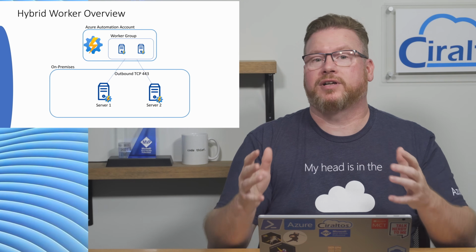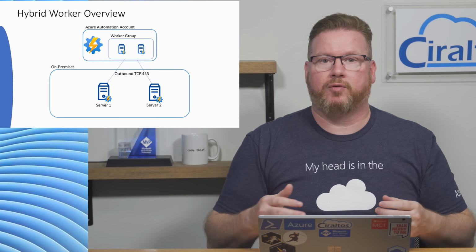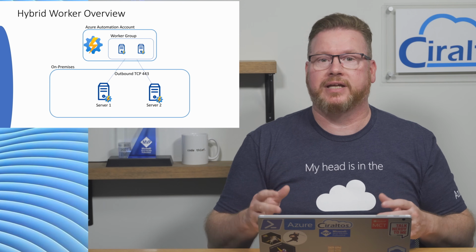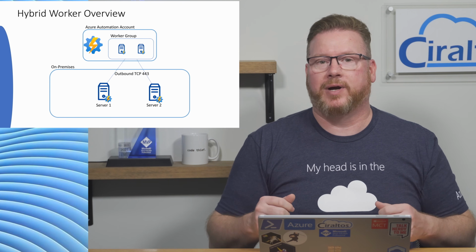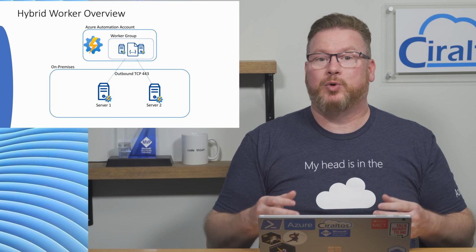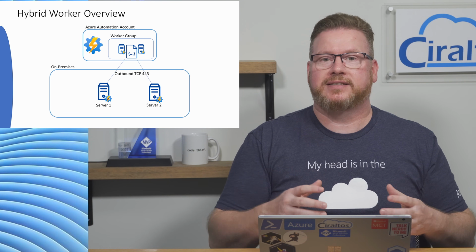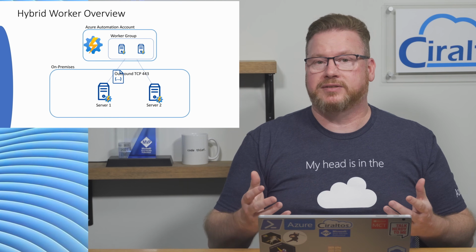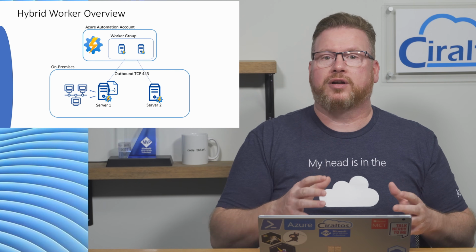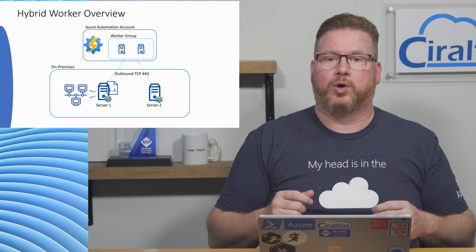The hybrid worker connects to Azure Automation over TCP port 443. No inbound ports are required. When we create the runbook job, we target the hybrid runbook worker group. The worker checks in every 30 seconds and runs the code locally. A worker can only be a member of one worker group.